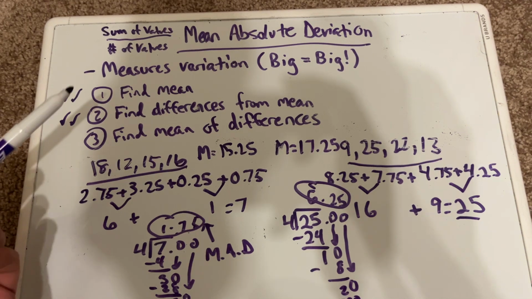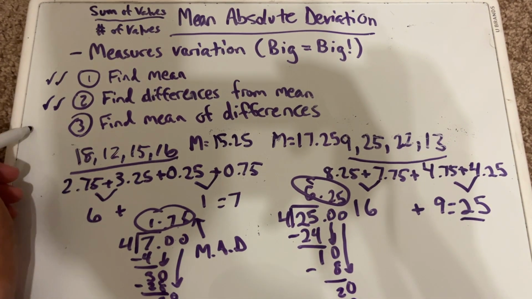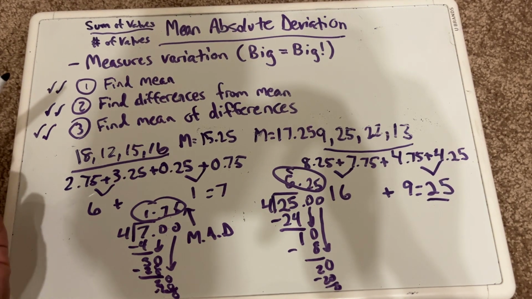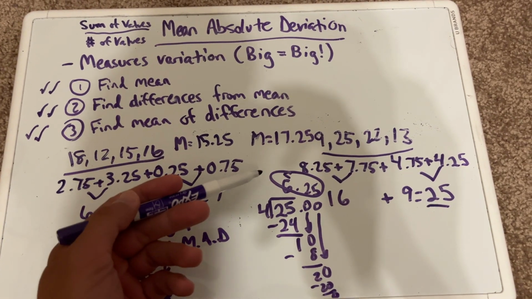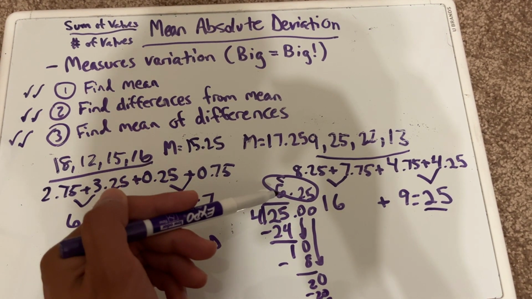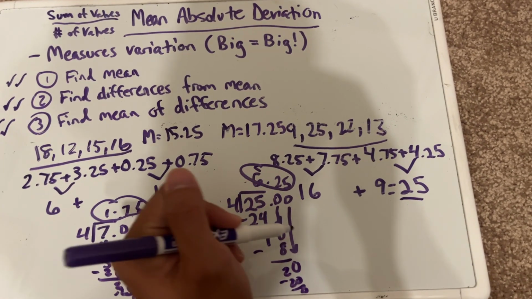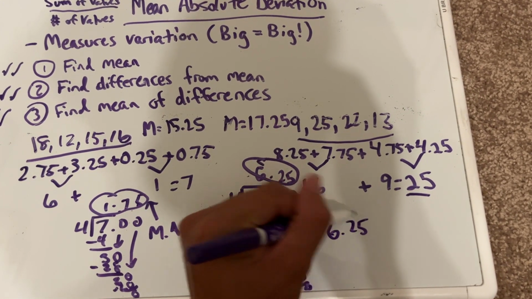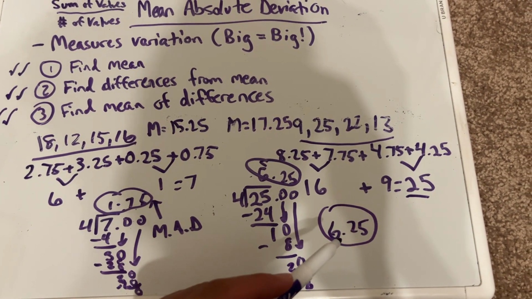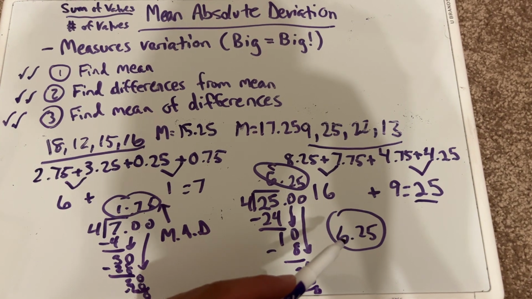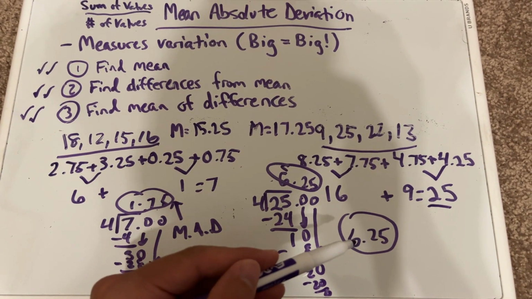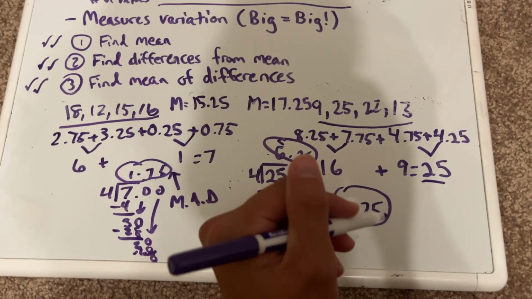Now, if I were to ask you which data set has more variation, you would say this set right here. Why? Because look at the size of this variation. This is 6.25. That is my mean absolute deviation, because since this number is larger than this number, this data set has more variation.